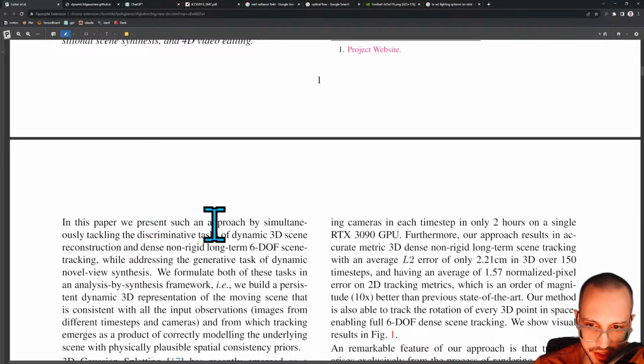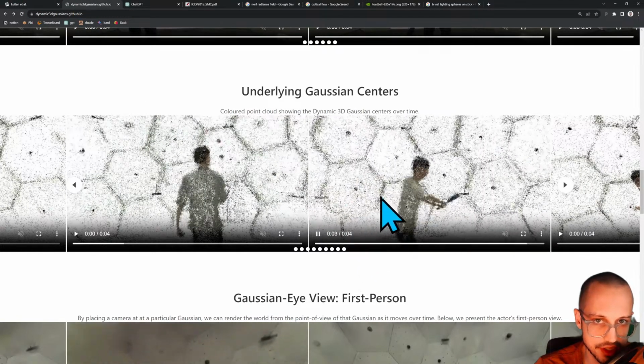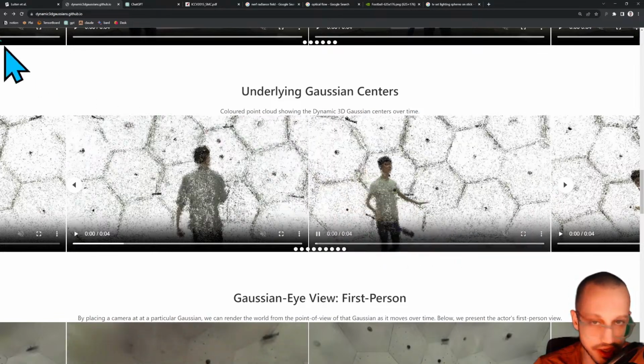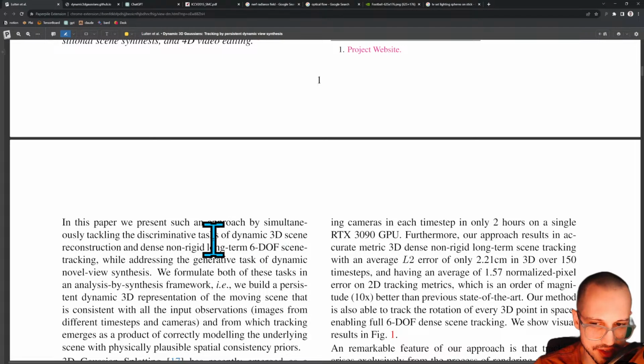In this paper, we present such an approach by simultaneously tackling the discriminative task of dynamic 3D scene reconstruction and the dense, non-rigid, long-term 6DoF scene tracking. So long-term here just refers to the duration of time, right? I think these are 4-second clips, and you're tracking the motion of these little 3D Gaussians over time. It's not super long-term though, right? It's not like we're talking about 4-hour footage. We're talking about 15-second clips. Dense, non-rigid scene tracking.